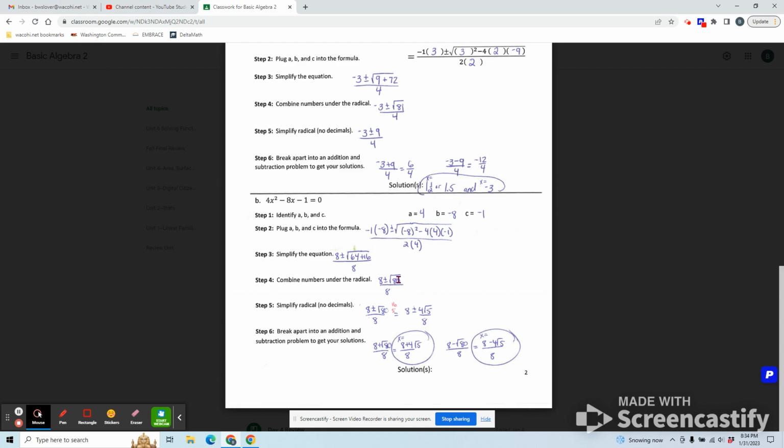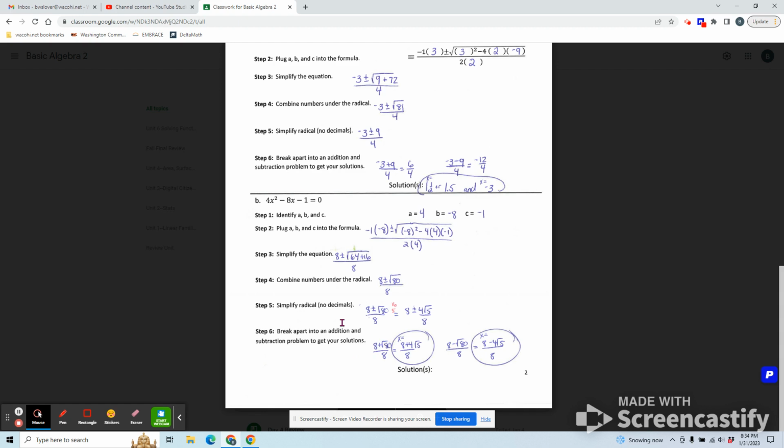Now, root 80 is not a perfect square. So your calculator may spit out 4 root 5. It may just leave it as root 80. That's fine. I don't care which one you have. From there, though, you still need to state your two different answers, one with a plus and one with a minus. Okay? And I'm fine if you leave it just like this one, 8 minus root 80 over 8, or 8 plus root 80 over 8. It doesn't matter which one.